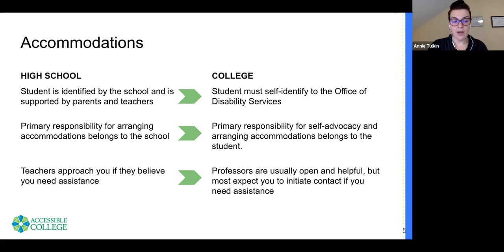So in college, students get a letter, an accommodation letter that either gets emailed to their professors or they bring a physical copy to their professors. It does not indicate on it what the student's condition is because that is protected information. So if the student chooses, they can disclose what their condition is to that professor, but they don't have to.